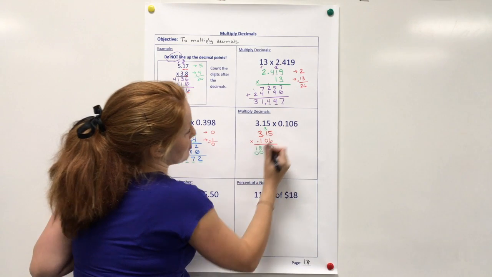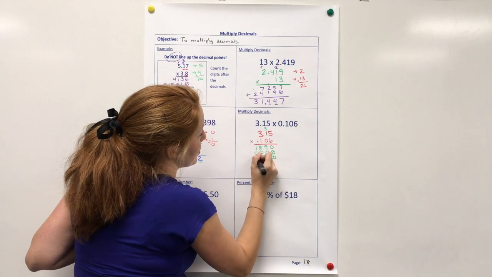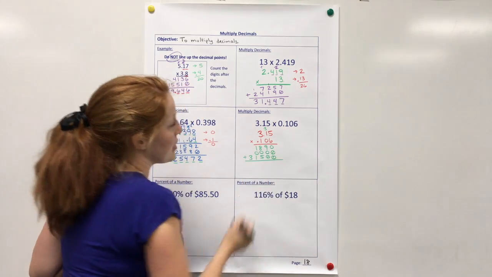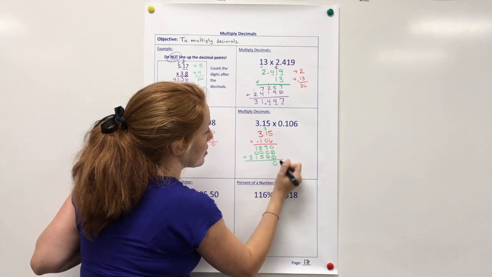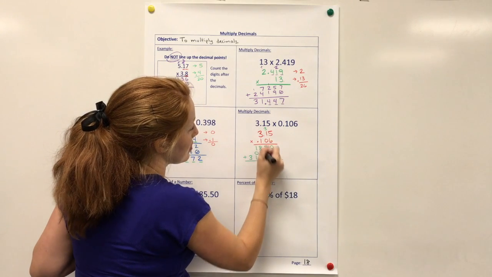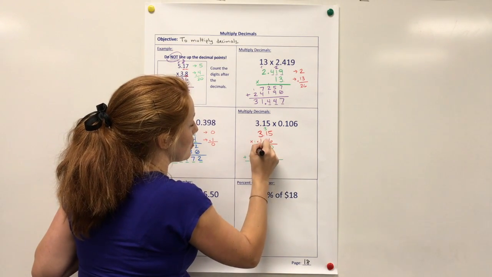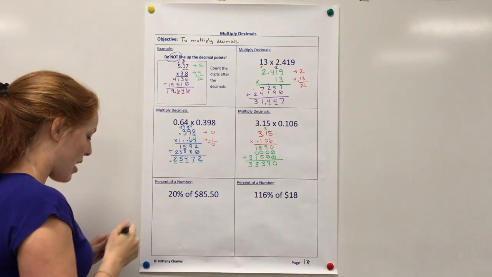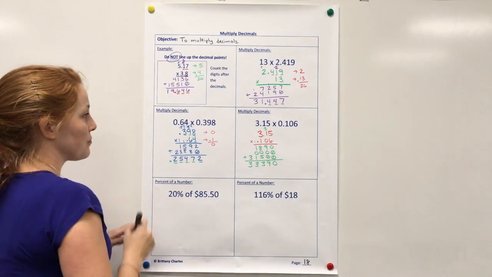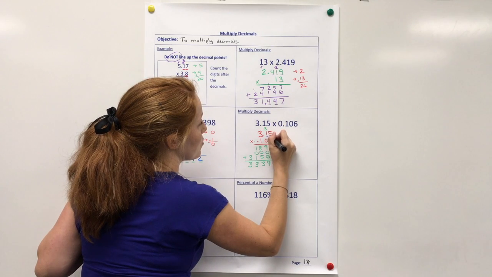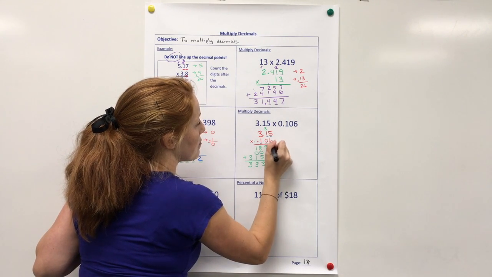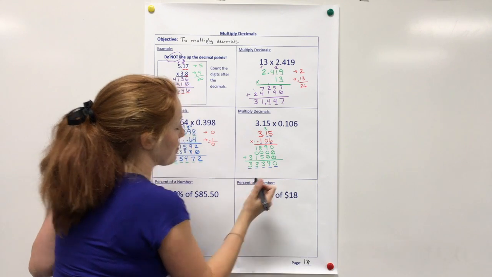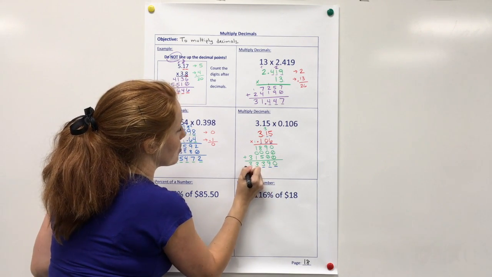All right, 1 times 5 is 5. 1 times 1 is 1. 1 times 3 is 3. I add. 0, 9, 13, 1, 2, 3, 3. Okay, now I count the digits after the decimals. 1, 2, 3, 4, 5. 1, 2, 3, 4, 5. So that means my decimal has to go out in front.